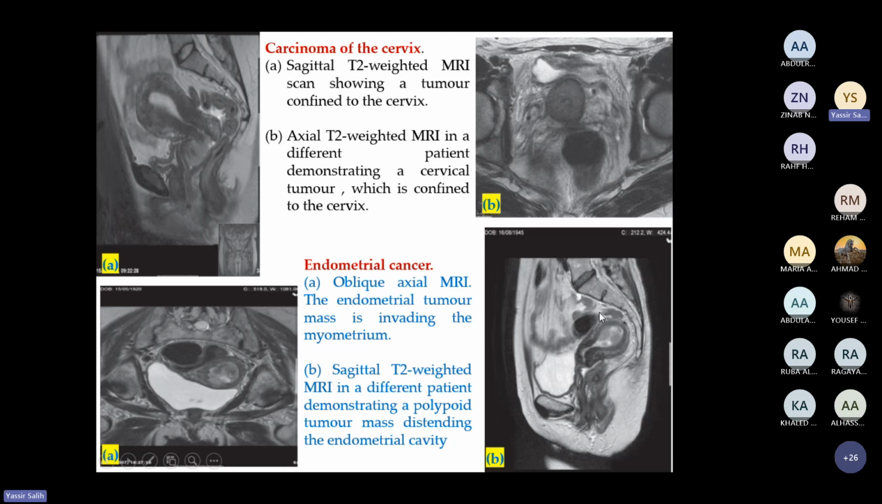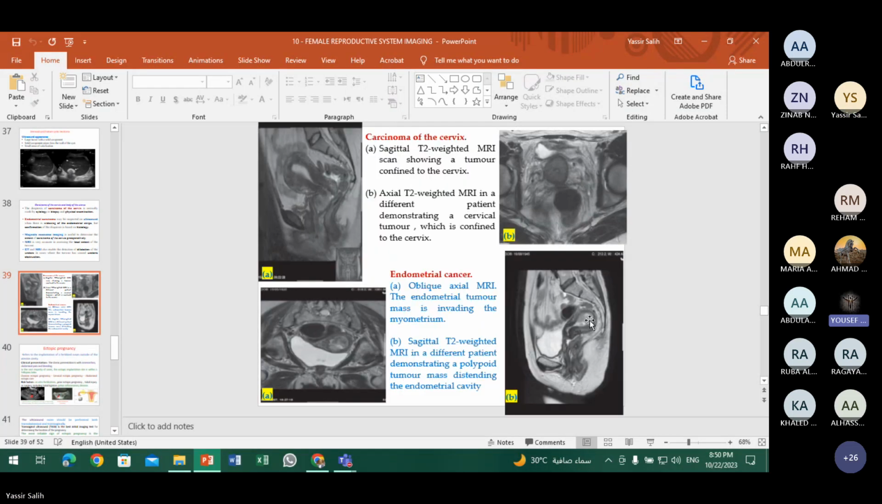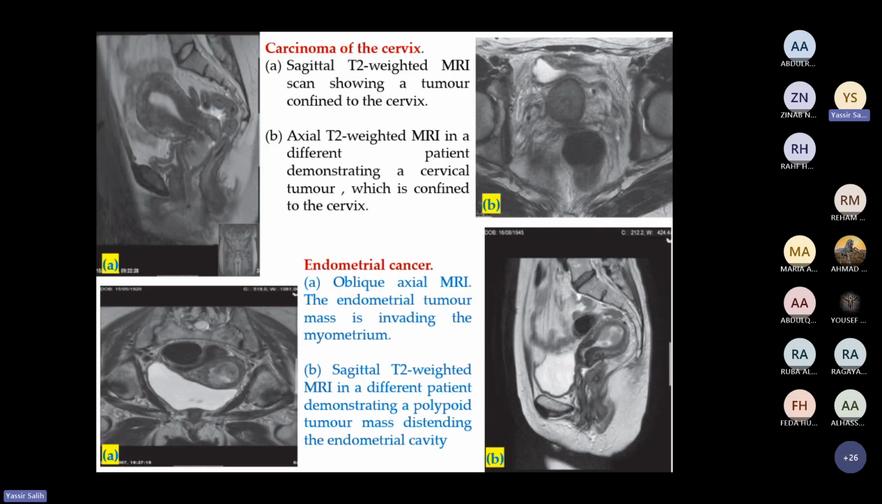What is this examination? Also MRI, sagittal. What do you see? Maybe the endometrium is enlarged. Yes, you are right. The endometrium is enlarged. Just look at the endometrium here. It is enlarged. So what is the most likely diagnosis? Endometrial cancer. And also endometrial carcinoma. Although it may be endometrial hyperplasia, you have to exclude endometrial carcinoma.